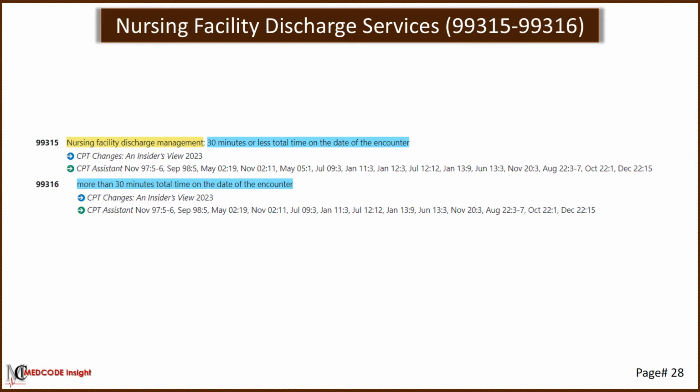The codes 99315 and 99316 are used to report nursing facility discharge services. Code 99315 is for nursing facility discharge management of 30 minutes or less total time on the date of the encounter. Code 99316 is for more than 30 minutes total time on the date of the encounter.